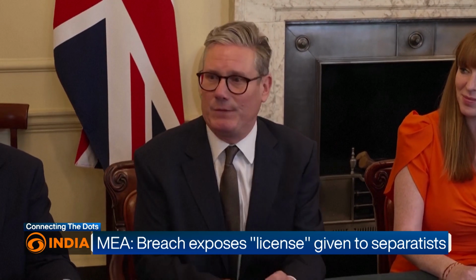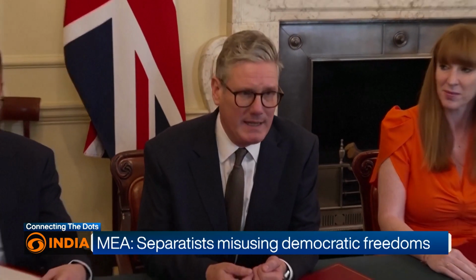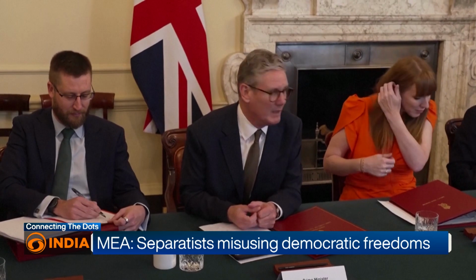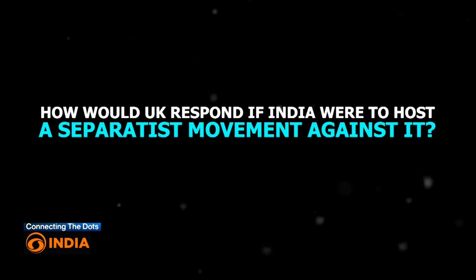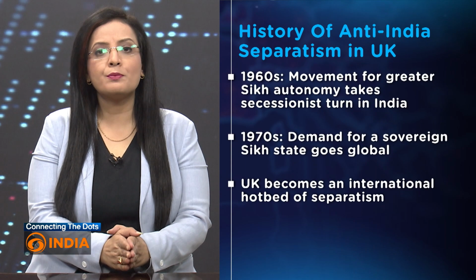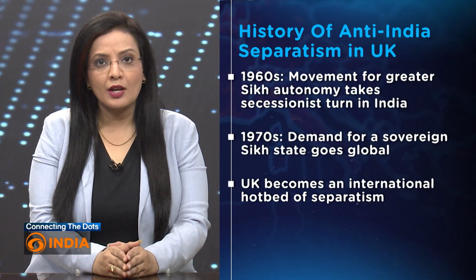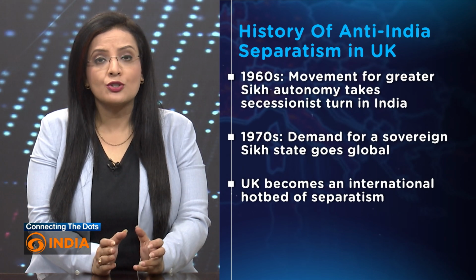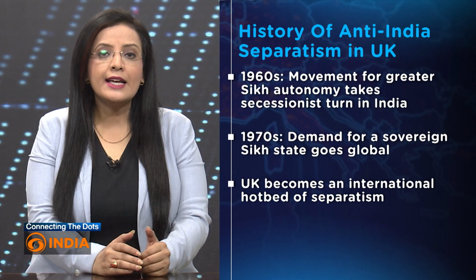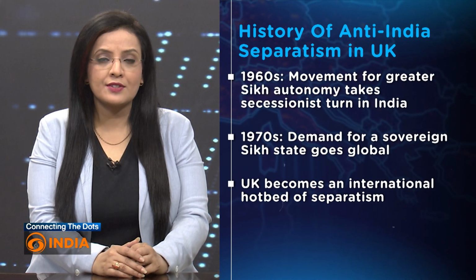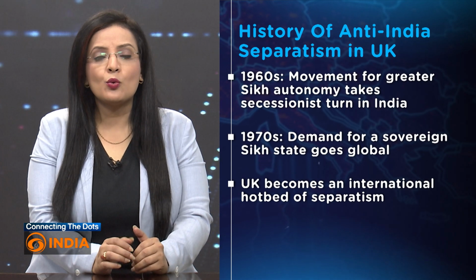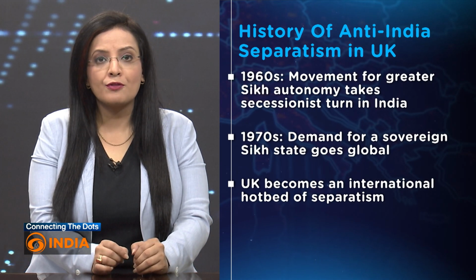What would the UK do if one of PM Keir Starmer's ministerial colleagues were to be attacked or heckled in this manner in India? More importantly, how would the UK respond if India were to host a full-blown separatist movement against Britain on its soil? The UK has a long history of being a hotbed of anti-India separatism. While in India, the movement for greater Sikh autonomy started taking a secessionist turn in the late 1960s. Separatist demand for a sovereign state went global in the 1970s. Since then, Britain has been one of the main international hotbeds of separatism.